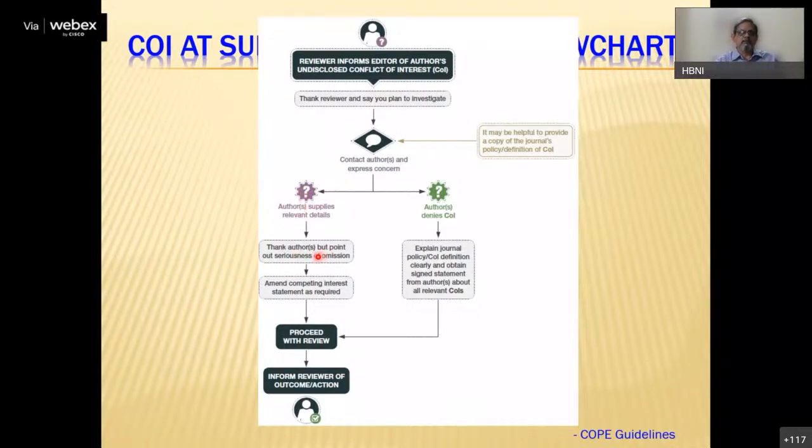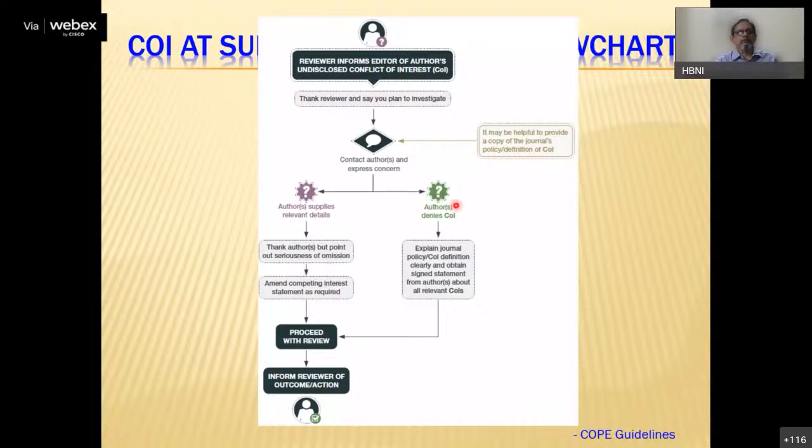Depending on what information has actually been supplied, he will of course thank the author for giving the information, but then he may point out the seriousness of the omission of this conflict of interest, and then he may ask him to amend the conflict of interest statement as required, and then proceed with the review. And then of course inform the reviewer of the action which he has taken.